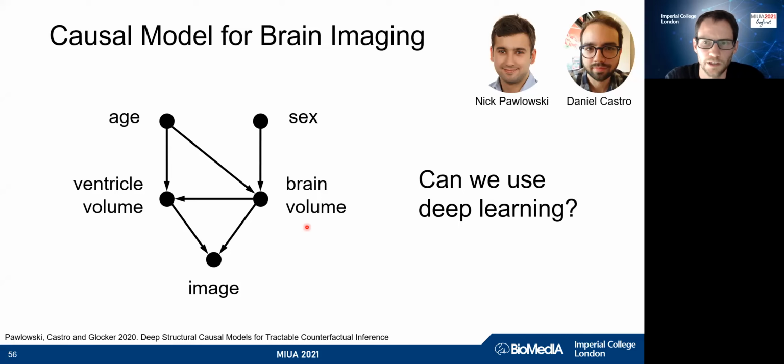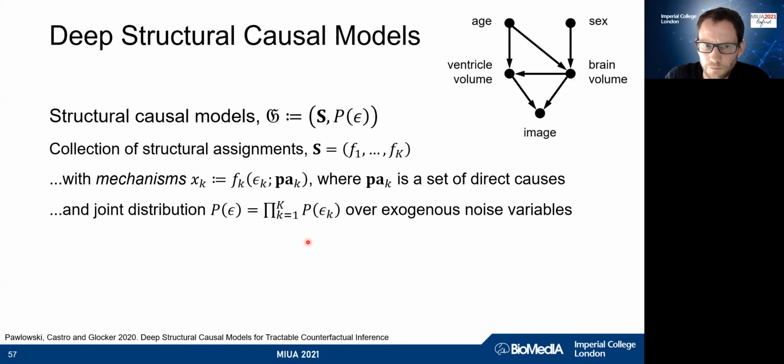So this is some nice work by Nick and Daniel, who have been using deep learning in the setting of causal models. We worked on this work called deep structural causal models for tractable counterfactual inference. We used a relatively simplified causal model for generating brain images. This is an assumption we made, that an image comes together by looking at different covariates here. And we looked into how we can use deep learning to model this.